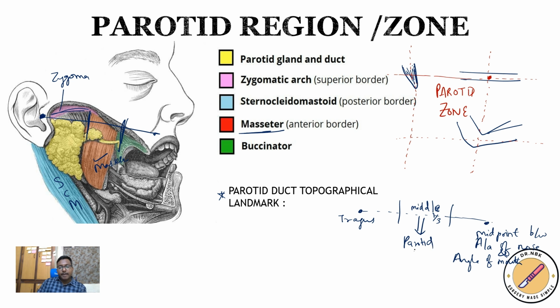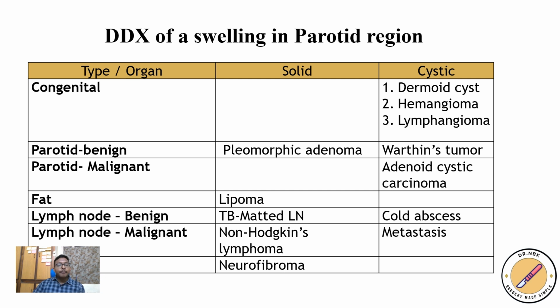So that's where we will palpate for the parotid duct for any stone or any malignant growth that is there. We will ask the patient to clench the teeth to make the masseter contract. Again and again, against the taut masseter muscle, we will palpate for the parotid duct. Okay, so this is called the parotid zone, and this is the topographical landmark of the parotid duct, nothing but Stenson's duct.